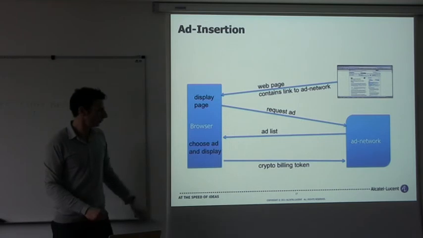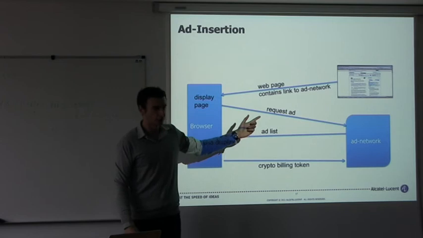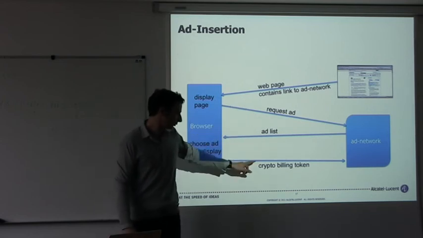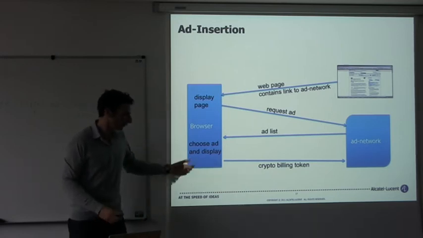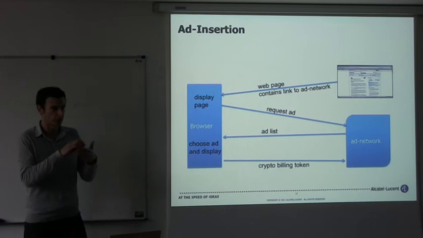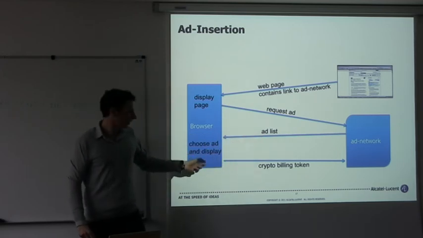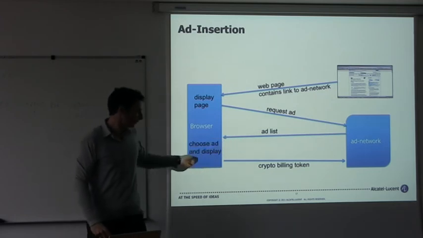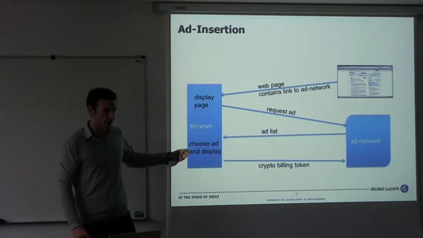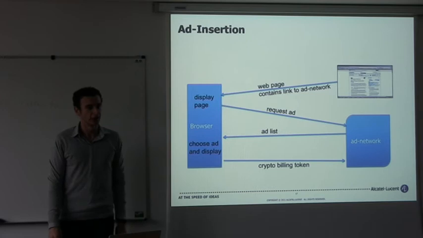The purpose of the token is to be able to charge the correct advertiser, and then give the money to the publisher. The idea of the token is to avoid having to pay 10 times. When you send the ad, you have a crypto token with it, and for the selected ad, we keep the token only for the one that has been displayed, and we send the token later. So the ad network knows what has been displayed.